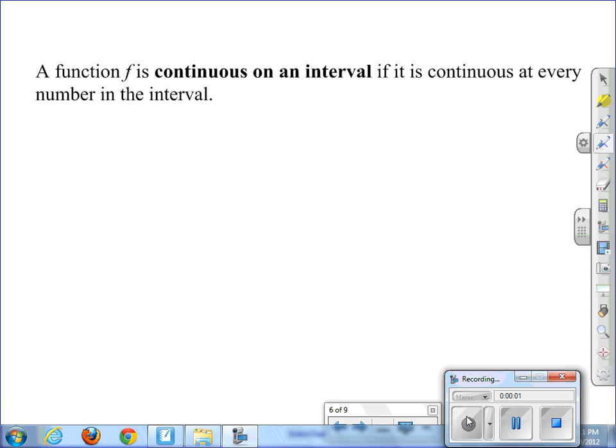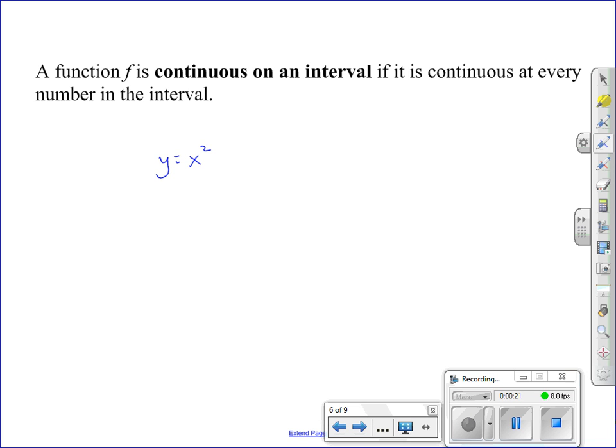So previously we talked about the definition of a function continuous at a single point. Basically it means the function is connected at that point. Now if function f is continuous everywhere in an interval, then we say the function is continuous in that interval. For example, for the function y equals x squared, from the graph we can see that it's connected everywhere in its domain.